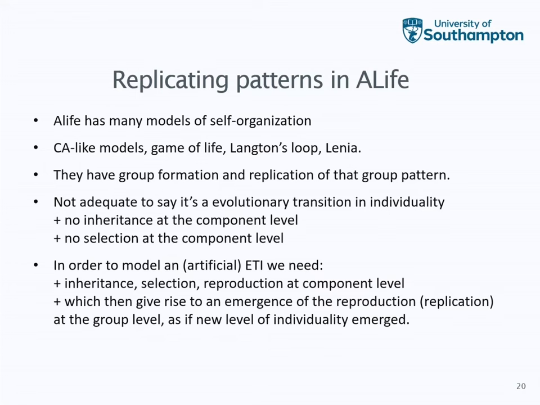By this, I mean that in order to model an ETI in an artificial system, we need inheritance, selection, and reproduction at the component level. And in some way, this combination can give rise to an emergence of reproduction or replication at the group level, as if a new level of individuality emerged.